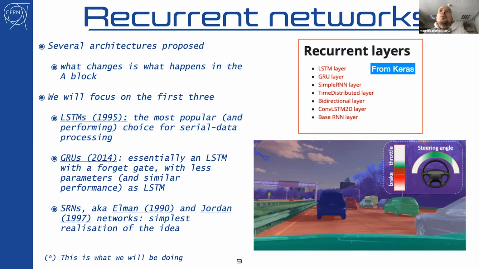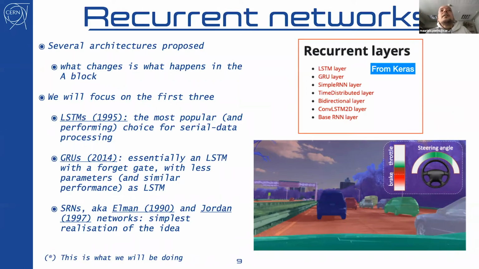Historically, in the top right you see, for instance, those that are implemented in Keras. We'll be mainly playing with GRUs in the example, but you could use the simple RNN or the LSTM as well. The simple RNN, before the others appeared, were just RNNs, being Elman or Jordan networks, the simplest realization of the idea, where the structure in the blob is the equivalent of a shallow neural network, like a single layer operation.